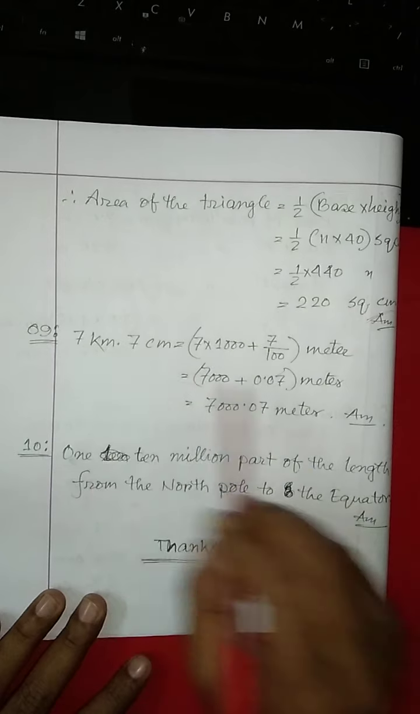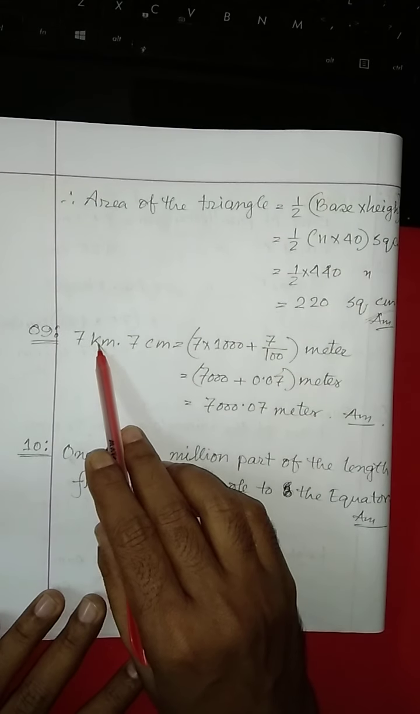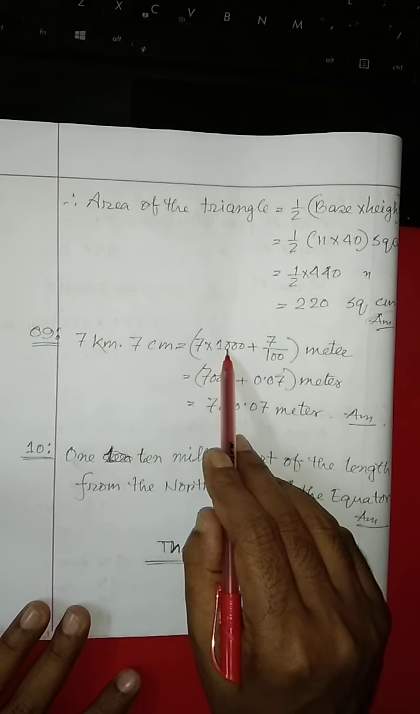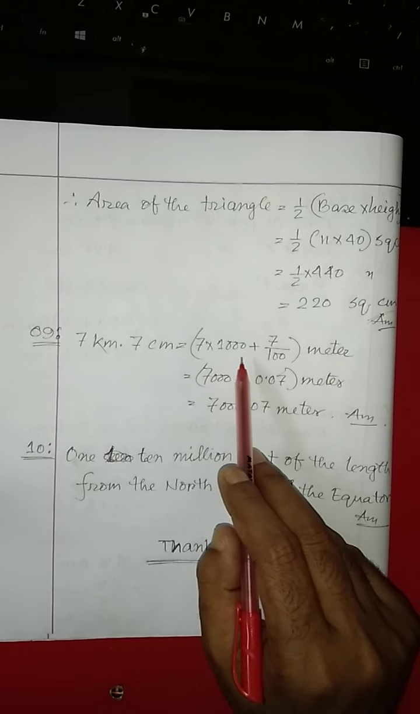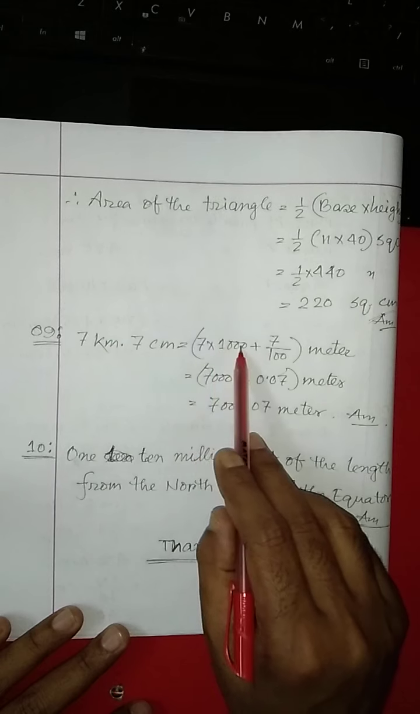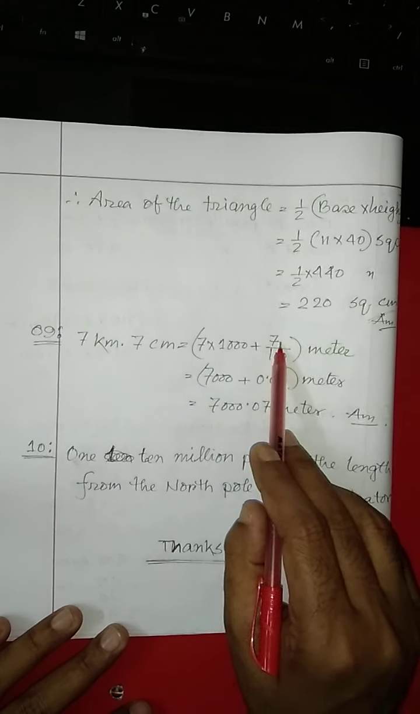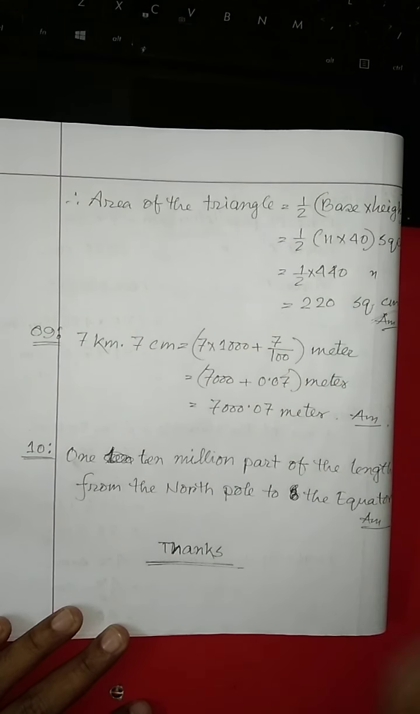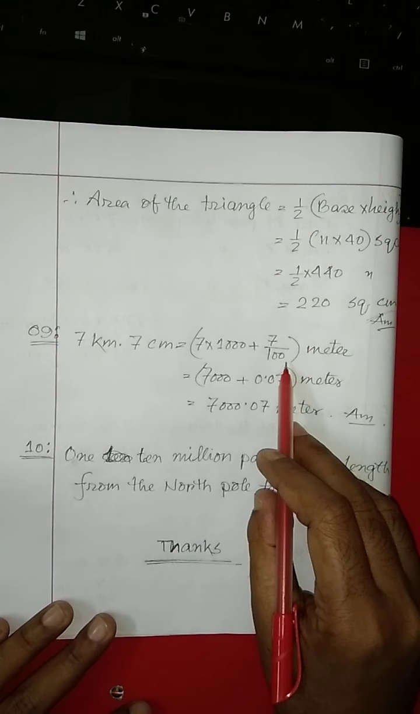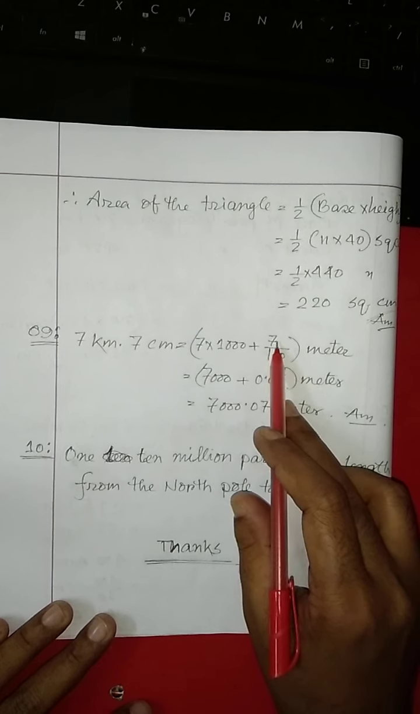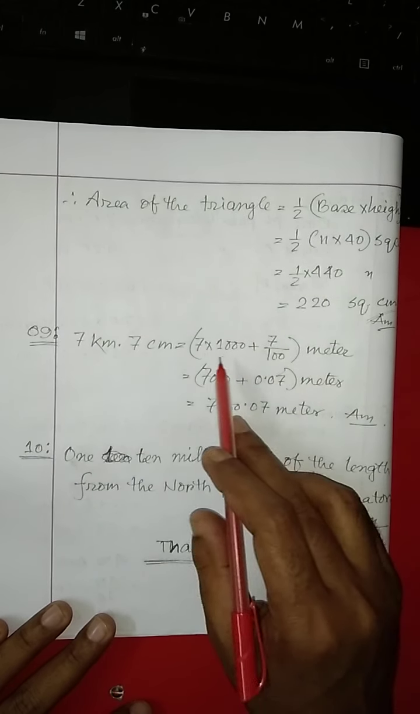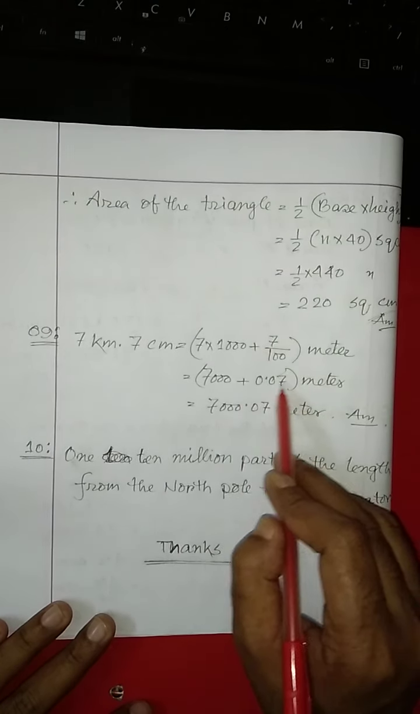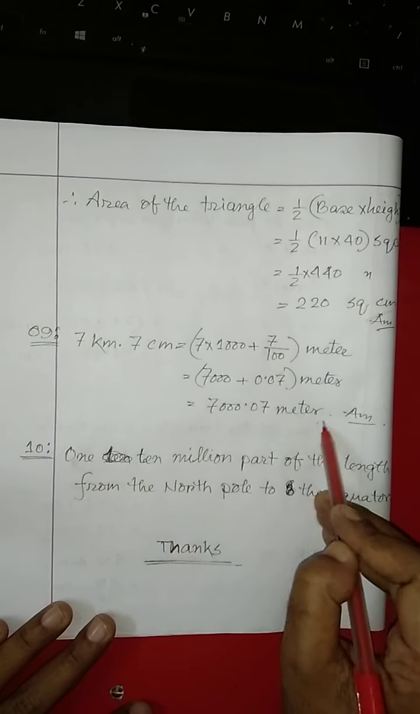So we have to convert it into meters, that's why kilometers converted into meters, and centimeters also converted into meters. So 7 kilometers is 7 into 1000, because we know that 1 kilometer equals 1000 meters. And for centimeters, 100 centimeters equals 1 meter, that's why we divide 7 by 100. So here we get 7000 and 0.07. By summation we get 7000.07 meters.